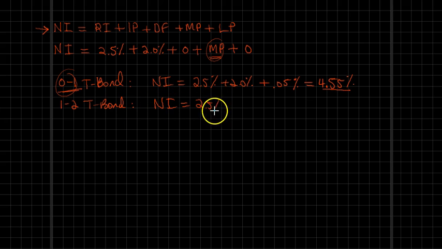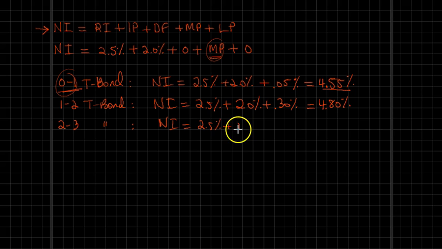So 2.5% is the real risk-free interest rate, 2% is the inflation rate, and the maturity premium for the 1 to 2 year treasury bond is 0.30%. As a result, the sum increases to 4.80%. Now for the 2 to 3 year treasury bond, the nominal interest rate is again 2.5% plus 2% plus, in this case, a maturity premium of 0.60%. We come to a total of 5.10%.